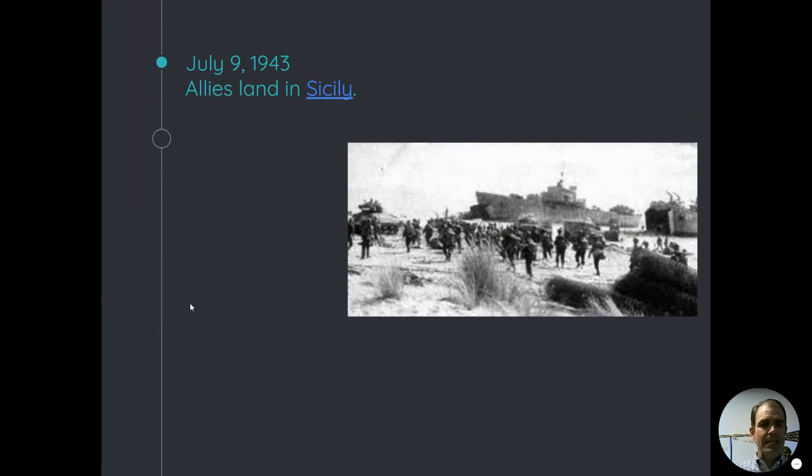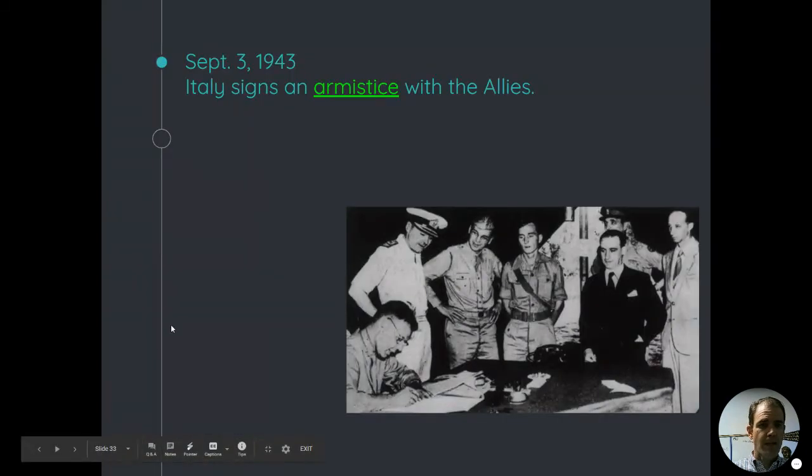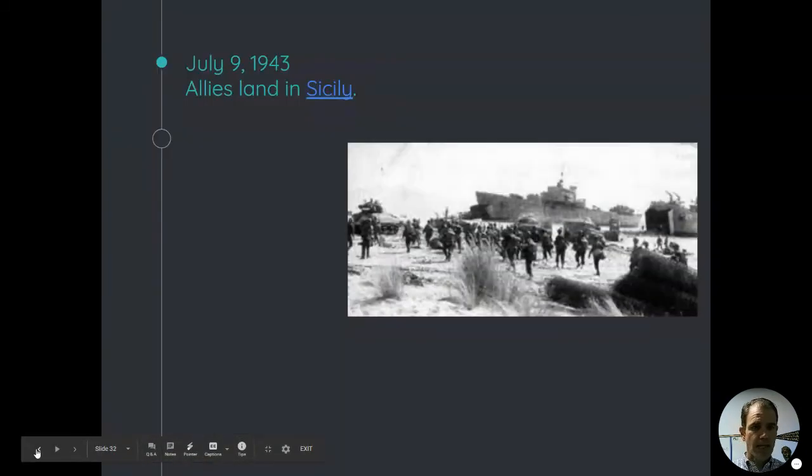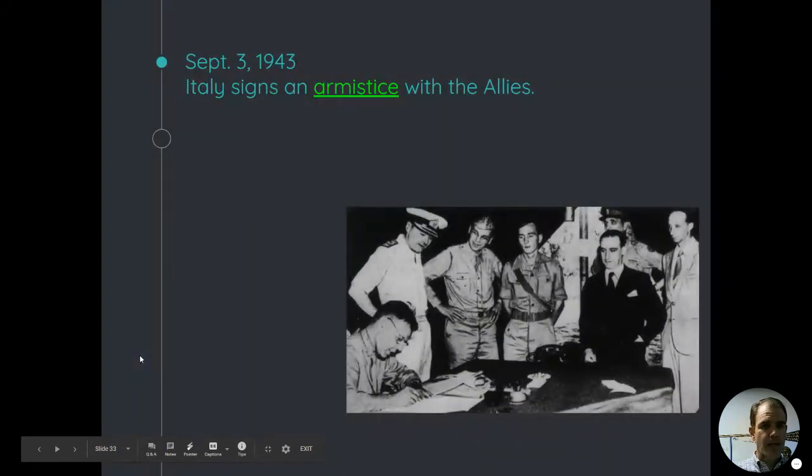And then July 9th, 1943, the Allies land in Sicily. And then on September 3rd, 1943, Italy signs an armistice with the Allies. So once the Allied powers, the United States, Britain, Russia, once they invade Italy, Italy surrenders. It doesn't take them long to surrender. And then that is September 3rd, 1943.